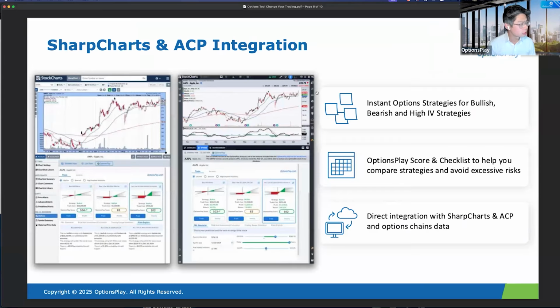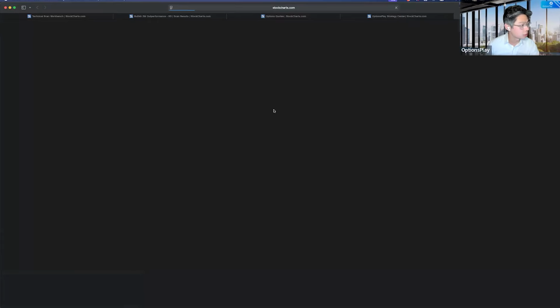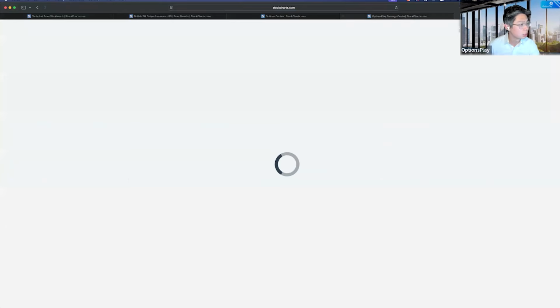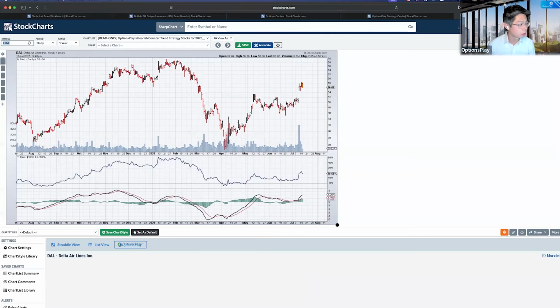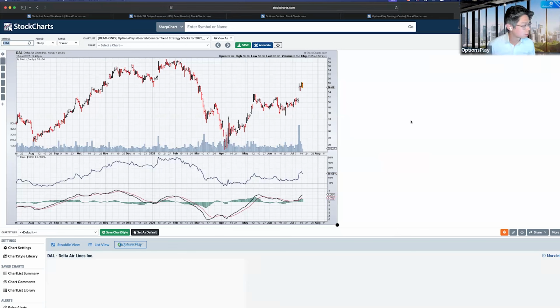But you can also integrate this. You can also see this within your SharpCharts and ACP integration. So I'll show that to you real quick. Let's say I'm looking at Delta Airlines here on my SharpCharts. I'm a big fan of SharpCharts. I know many of you are avid users of SharpCharts. It seems a little old school, but I really love it.